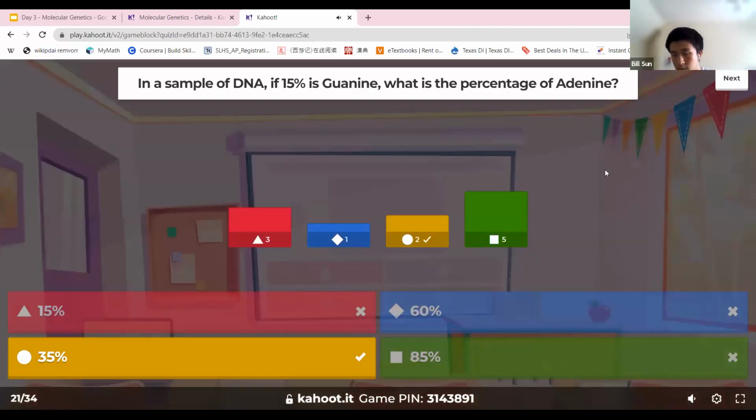Okay, I will explain this because I don't think you guys understand the question. So in a sample of DNA, assuming that it's double-stranded DNA, if 15% is guanine, that means that also 15% is cytosine, because cytosine binds to guanine, assuming there are no strange mutations. So 15% is guanine, 15% is cytosine. As an extension to that rule, if there's 100 nucleotides, 30 of them will be guanine and cytosine. That means the remaining 70 must be adenine and thymine, in equal parts. So the answer is 35%. Does that make sense? I hope you guys understand.